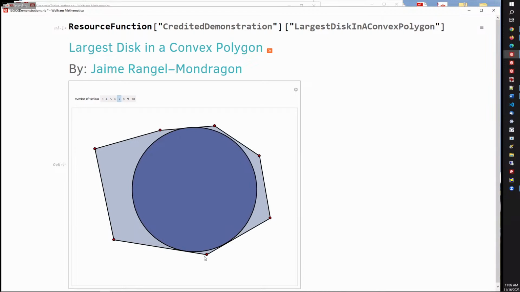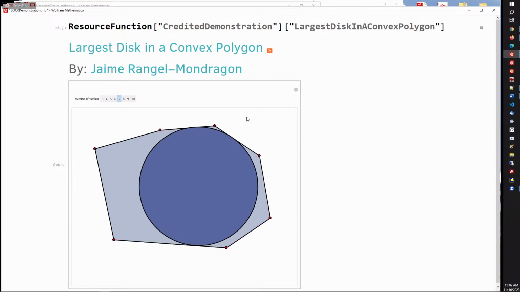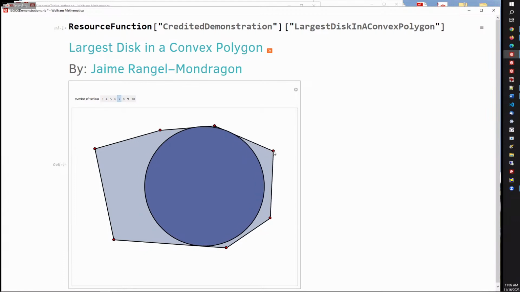I am not familiar with this algorithm, so I should probably take a look at this to see how it works. I imagine we're basically combining triples of the sides and seeing which one will provide the largest object without going outside. But the code, we can just go to the link, largest disk in a convex polygon, and it will have the full code for how to do this.